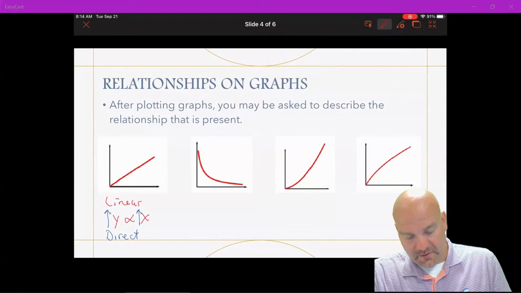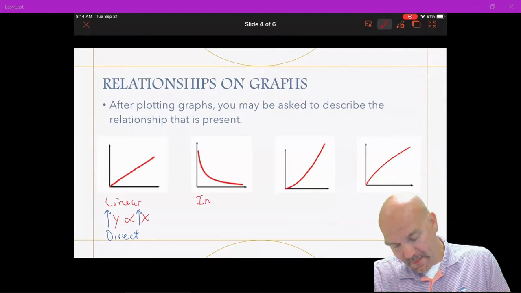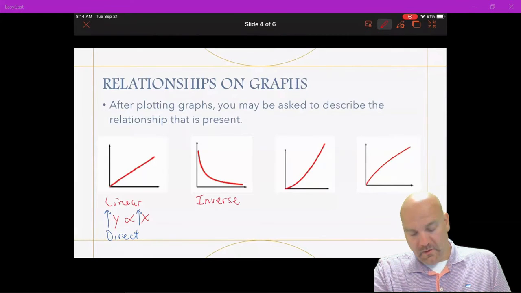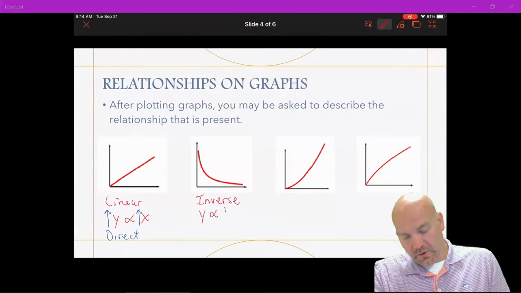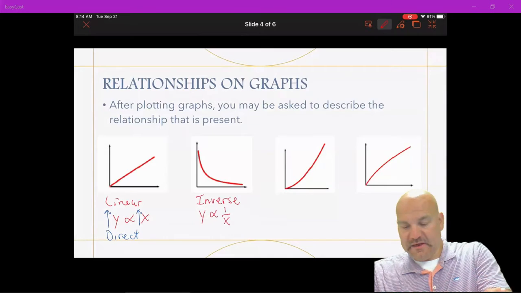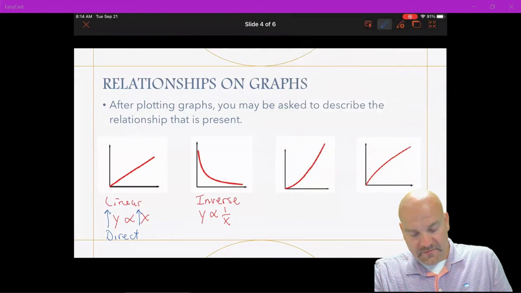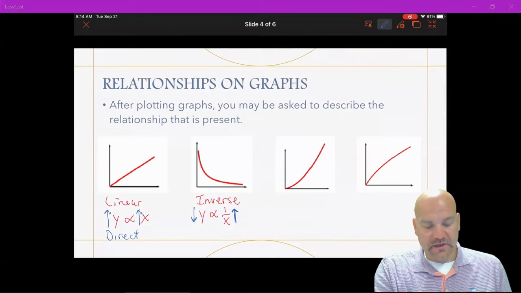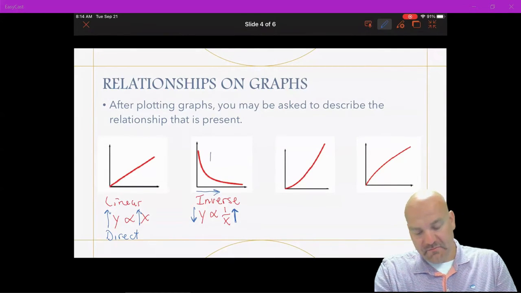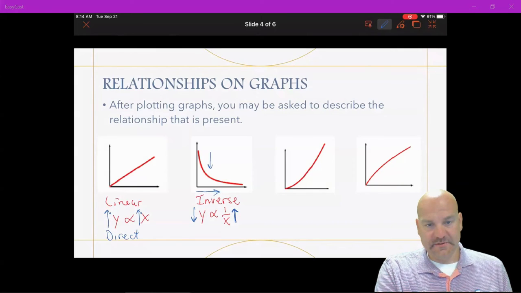The next one is our inverse relationship. Okay. Where y is proportional to 1 over x. And again, how does this work? If let's say y went down, that means x had to have gone up. Okay. And so you can kind of see what's happening is as x increases, my y values are decreasing.